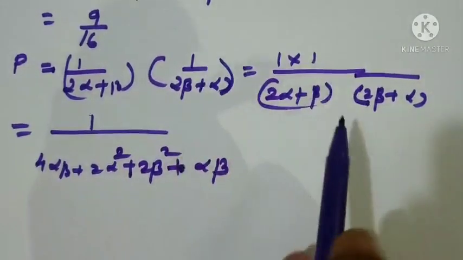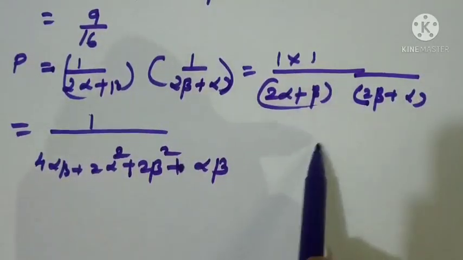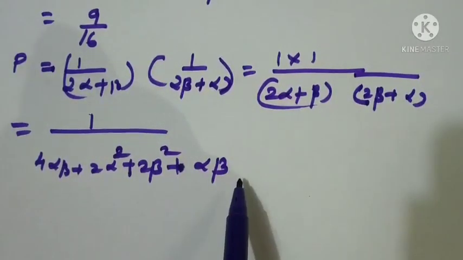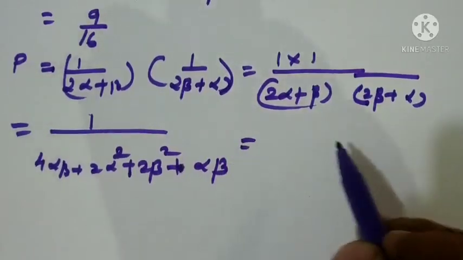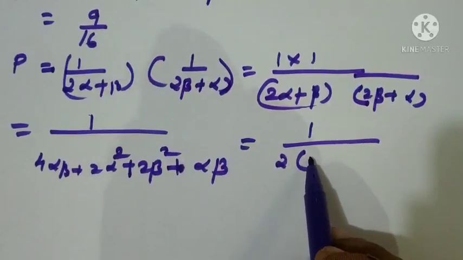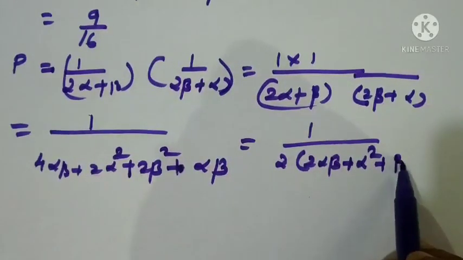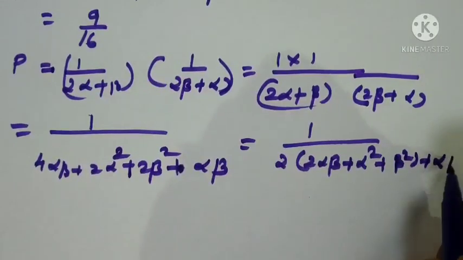Take the product of the denominator. It is same as in the previous case. 2 alpha 2 beta, that becomes 4 alpha beta. 2 alpha into alpha, 2 alpha square plus 2 beta square plus 2 alpha beta, sorry, alpha beta only. Now again I'll take a common 2, that is 2 alpha beta plus alpha square plus beta square plus alpha beta.